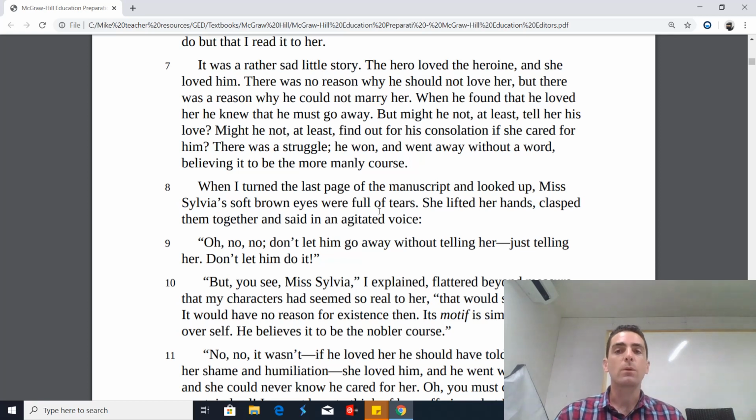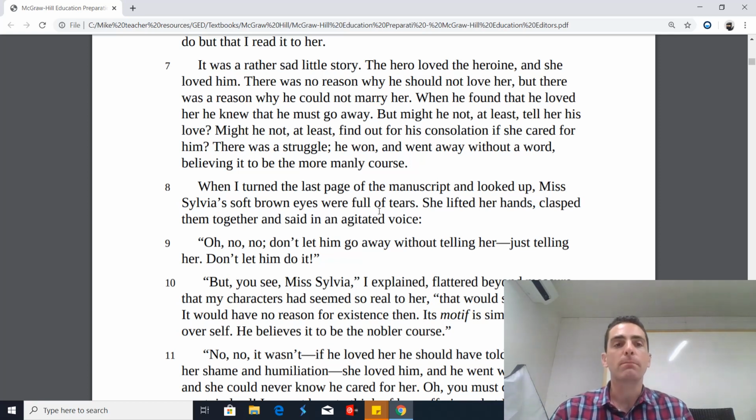The hero loved the heroine, and she loved him. There was no reason why he should not love her, but there was a reason why he could not marry her. When he found that he loved her, he knew he must go away. But might he not at least tell her his love? Might he not at least find out for his consolation if she loved him? There was a struggle. He won and went away without a word, believing it to be the more manly course.